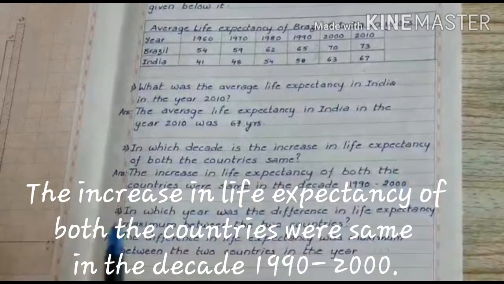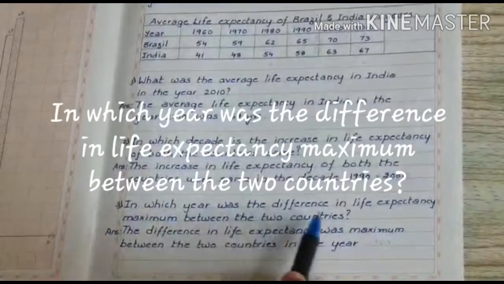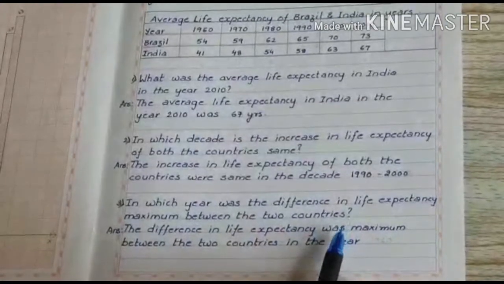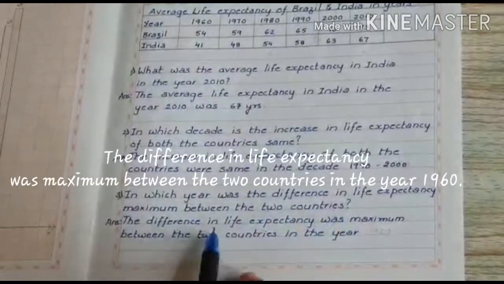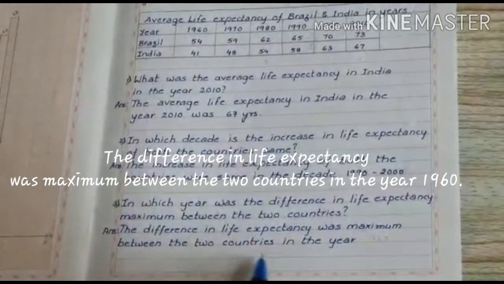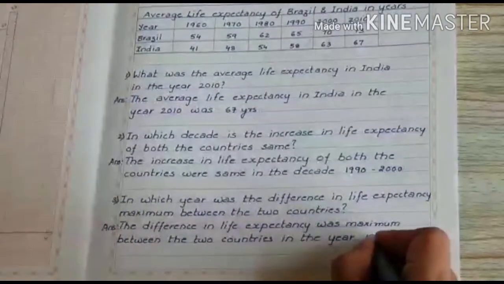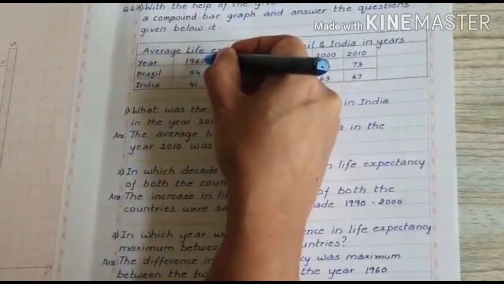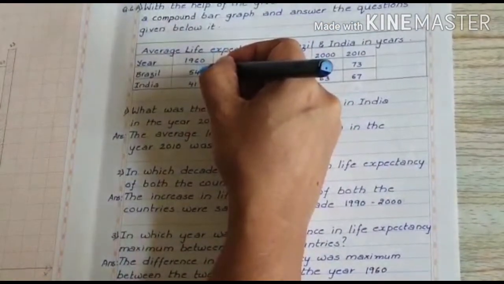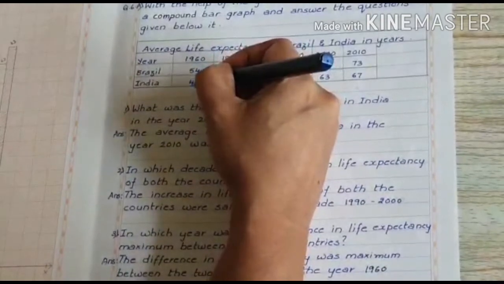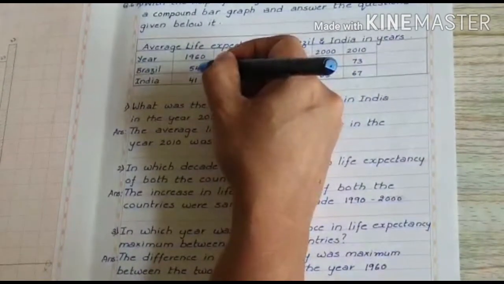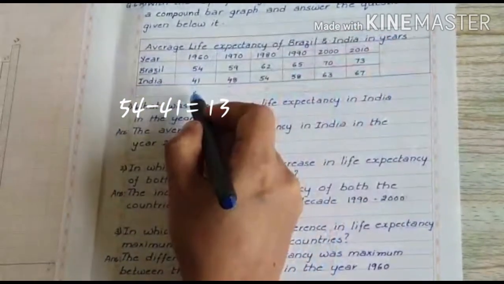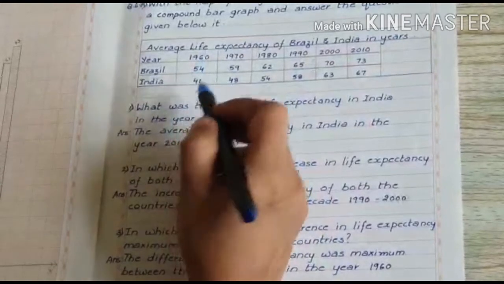Is that clear? The next question asks us, in which year was the difference in life expectancy maximum between the two countries? That means the difference was a lot. So the difference in life expectancy was maximum between the two countries in the year 1960. Now how will you find that out? See, in the year 1960 Brazil's life expectancy was 54 and India's was 41. So the difference, 54 minus 41, we get 13. So that was the maximum.